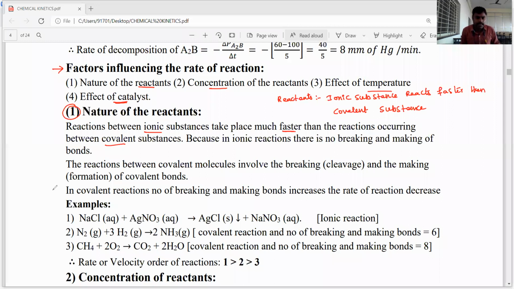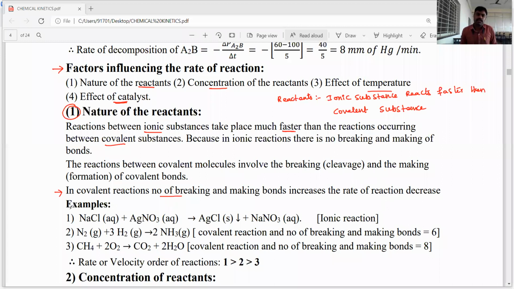And coming to covalent molecules or covalent reactions, the number of breaking and making of bonds increases, meaning we need to break more covalent bonds. However many covalent bonds you break, automatically the same number of covalent bonds will form. So as the number of breaking and making of covalent bonds increases, the reaction rate will decrease.